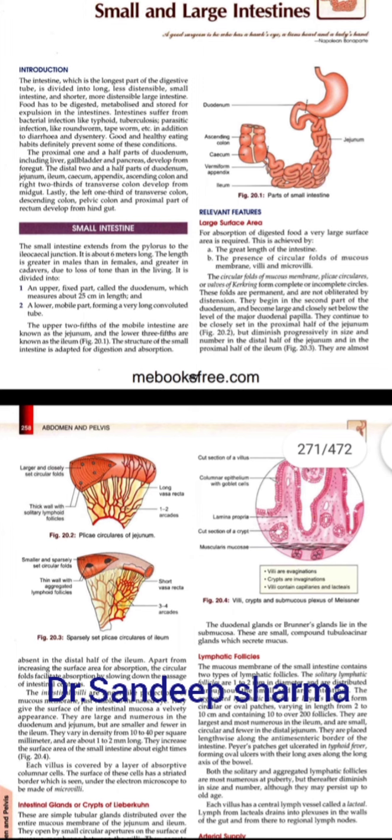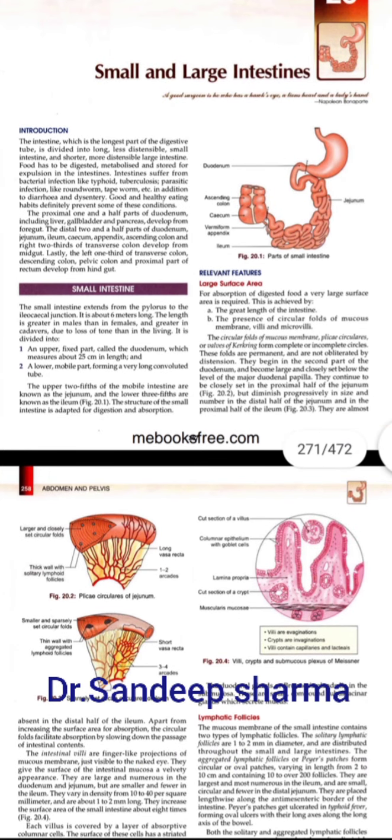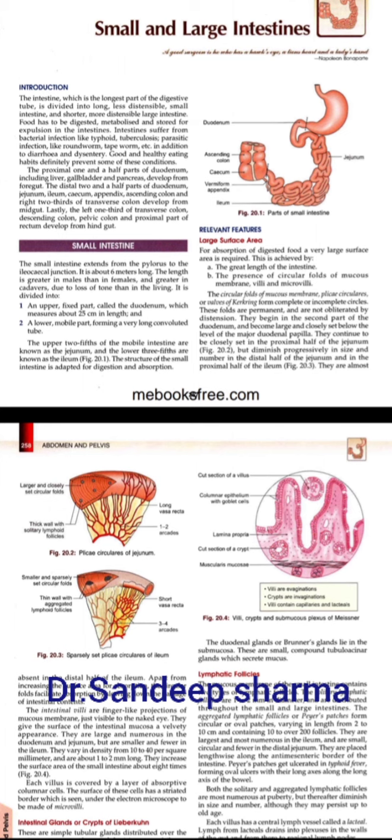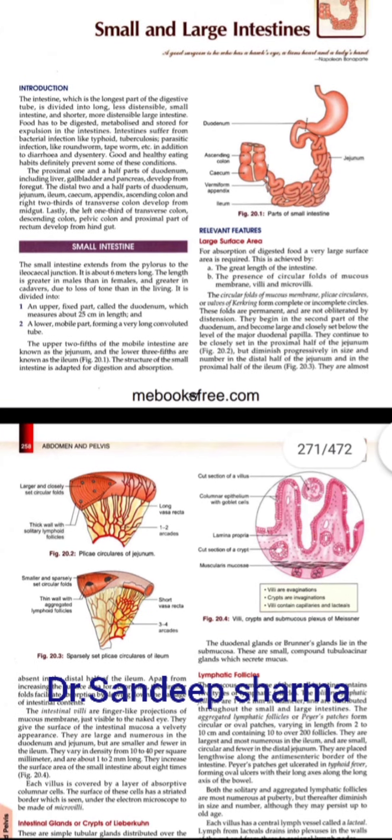So due to the large surface area, the small intestine is around 6 meters long. It also has circular folds of mucous membrane, called villi and microvilli. The circular folds of mucous membrane are called plica circularis, or valves of Kerckring, formed from complete or incomplete circles. These folds are permanent and are not obliterated by distension.